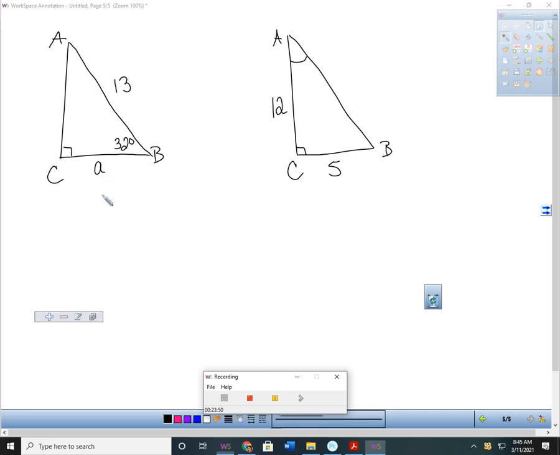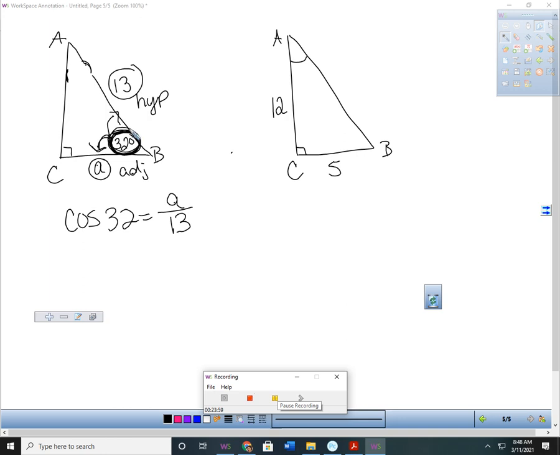Just find side A on this one and find angle A on this one. Okay, Weston, we just talked about this, but I wasn't recording. So when you're deciding what to use, you always look at the angle and label your sides based on that angle. If I'm standing right here in this angle, this side is the adjacent side. So I'm trying to find that side.